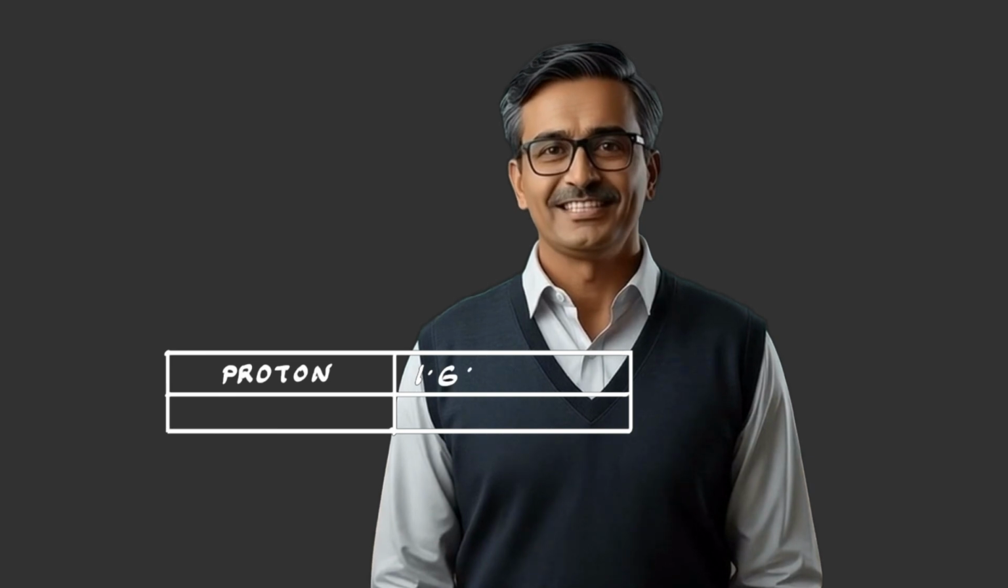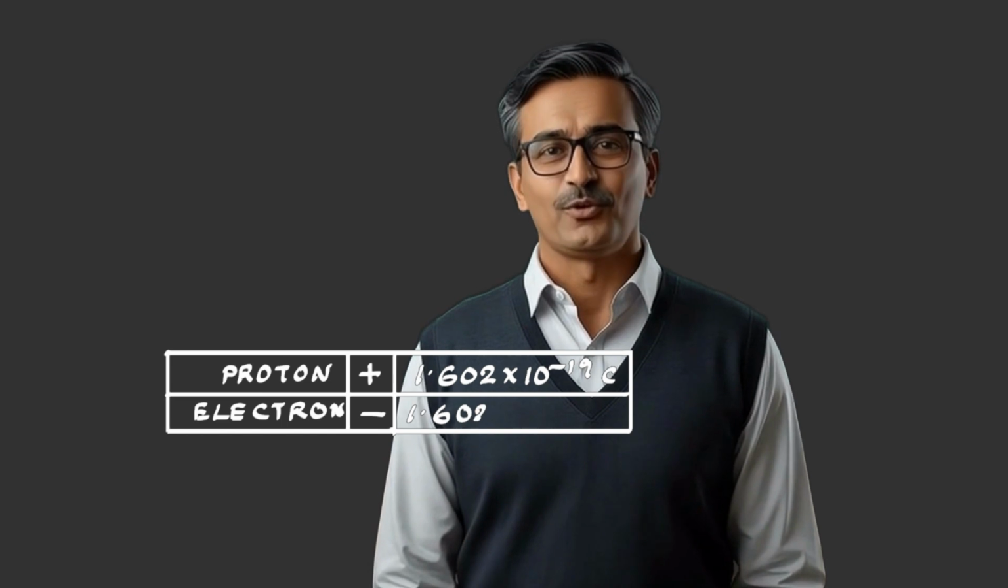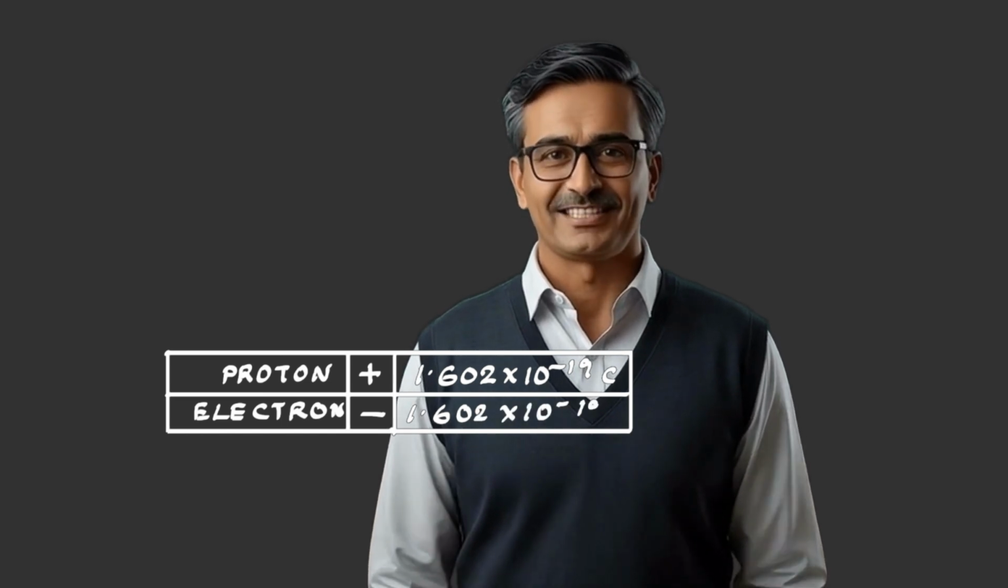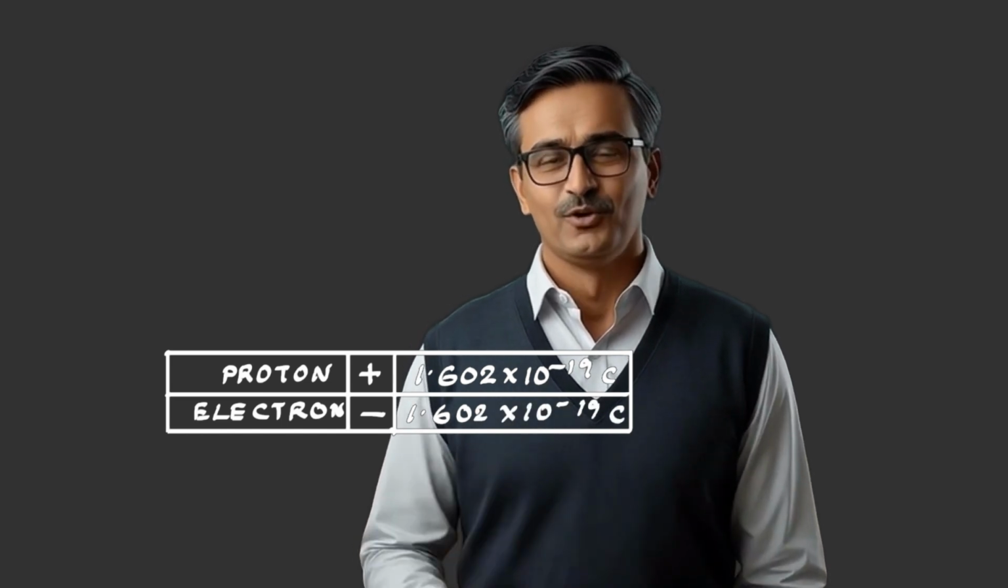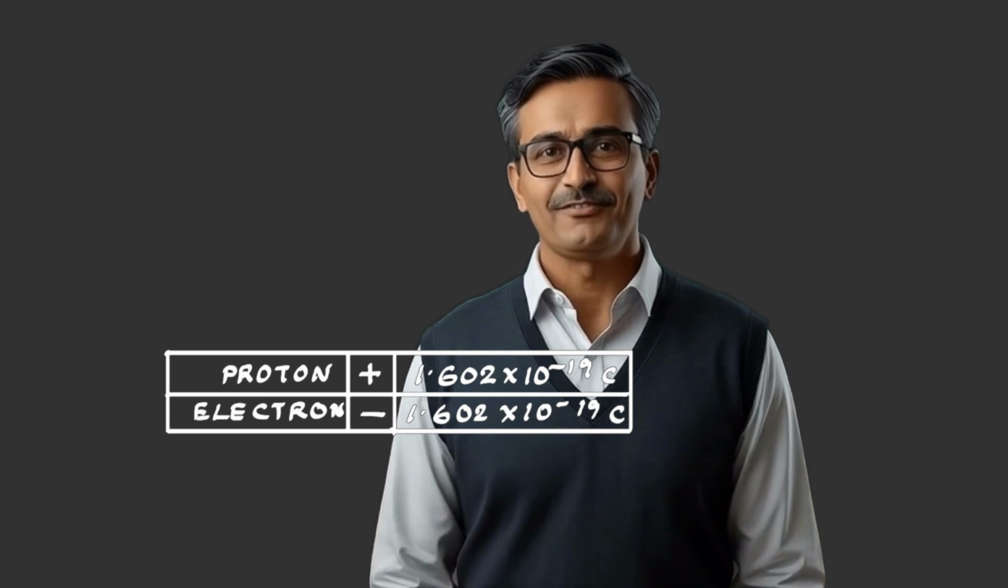Here in this table, you see that one proton possesses a positive charge and its value is 1.602 times 10 to the power minus 19 coulomb. And one electron possesses negative charge, and that will be exactly the same in magnitude but negative, that is minus 1.602 times 10 to the power minus 19 coulomb. Hope you got how an atom becomes positive or negative.